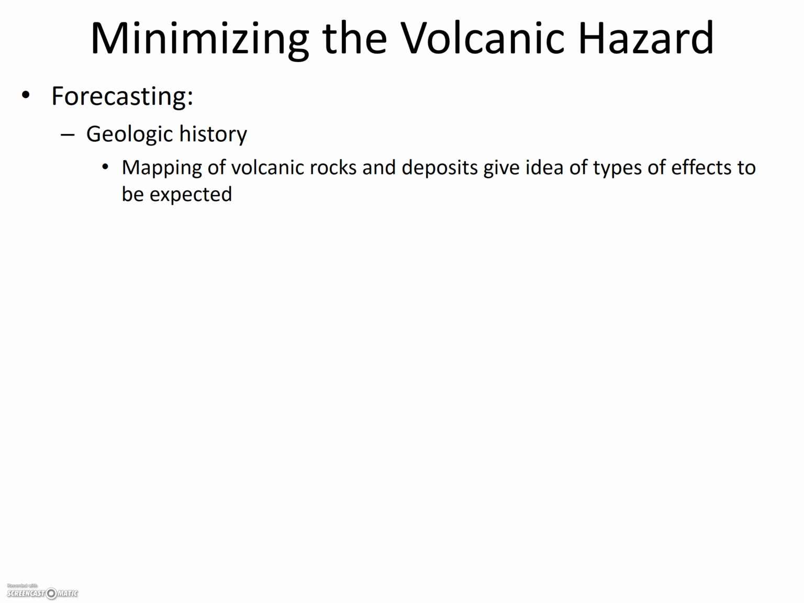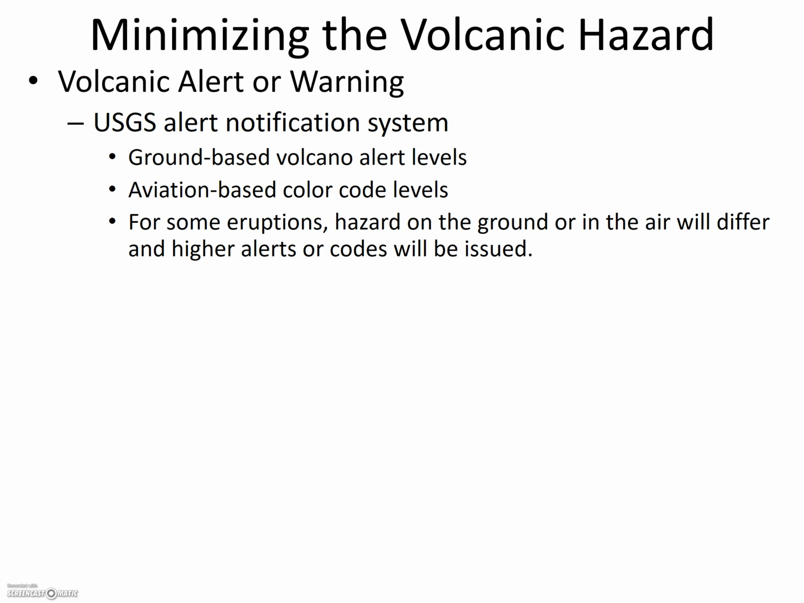Uniformitarianism! In the United States, the Volcanic Alert or Warning System is based on the United States Geological Survey or USGS Alert Notification System. There are ground-based volcano alert levels and aviation-based color code levels, each with 4 levels as seen in the table. For some eruptions, hazard on the ground or in the air will differ and higher alerts or codes will be issued, as aviation codes are most concerned with airborne ash.